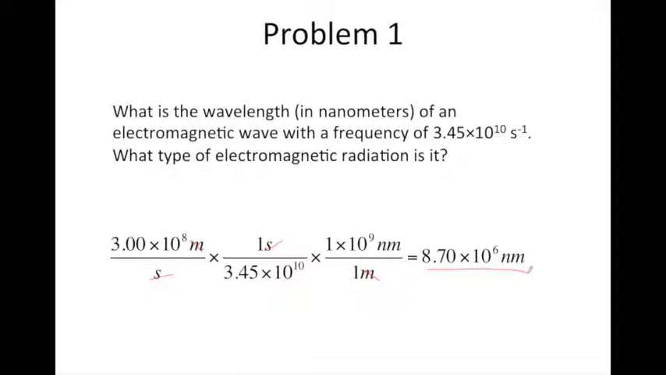If I look on my chart of the types of electromagnetic radiation, an electromagnetic wave with a frequency of around 10 to the 10th would fall in the microwave category. So this would be considered a microwave. So be sure you read over these sections in your text and work a few more problems so that you're comfortable with electromagnetic radiation.